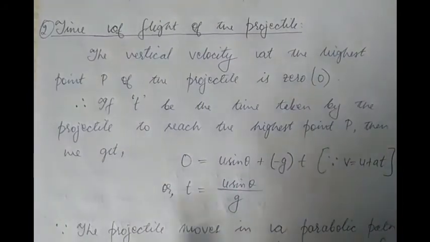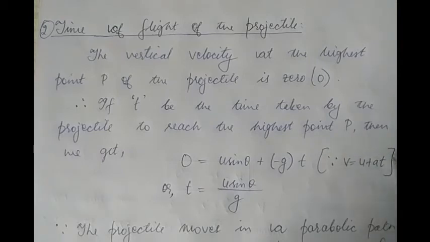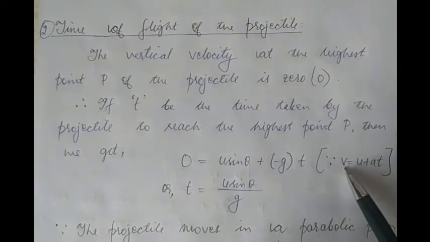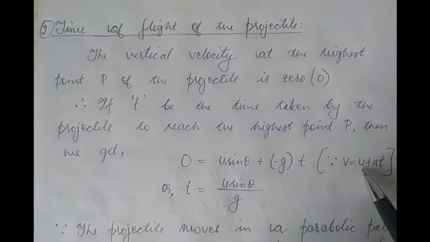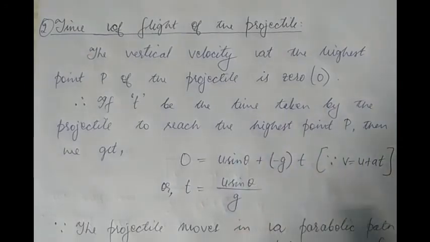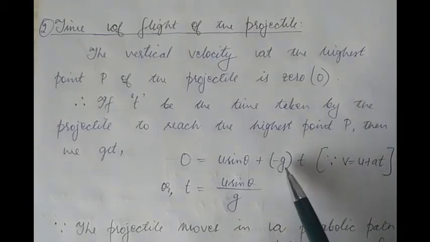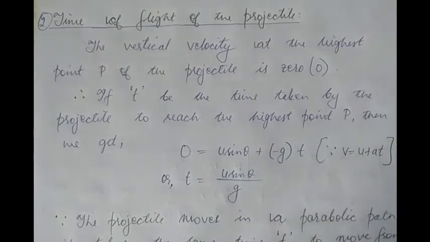Therefore, if t is the time taken by the projectile to reach the highest point P, then we get 0 = u sine theta - g t. Where do we get this from? We get this from the first equation of motion, which is v = u + at. At the maximum height, we've already discussed, the final velocity v is 0. We are considering vertical motion, so the initial velocity is u sine theta, plus the acceleration, which is g with a negative sign because the vertical motion and the acceleration due to gravity are opposite in direction, and t is the time taken to reach the maximum height. So therefore t = u sine theta / g.